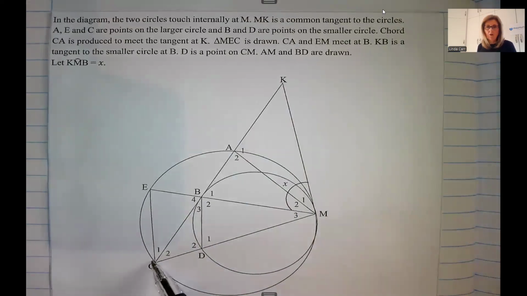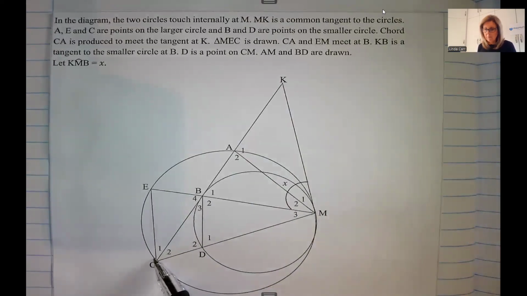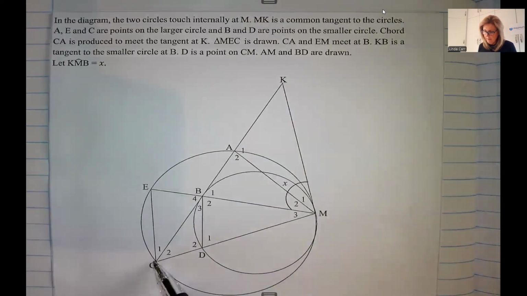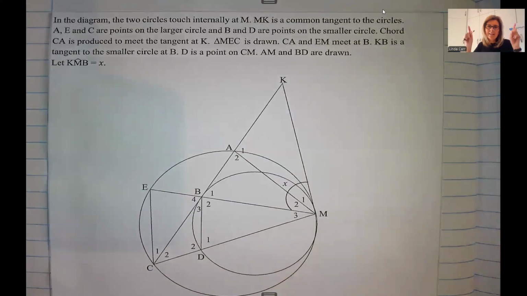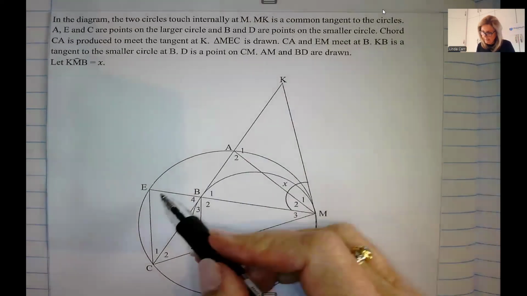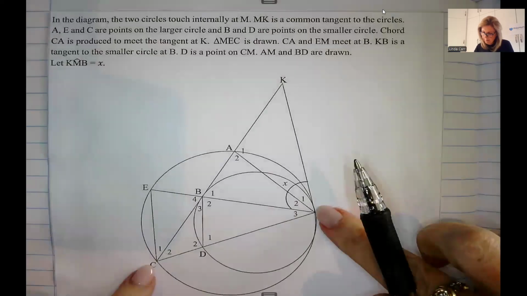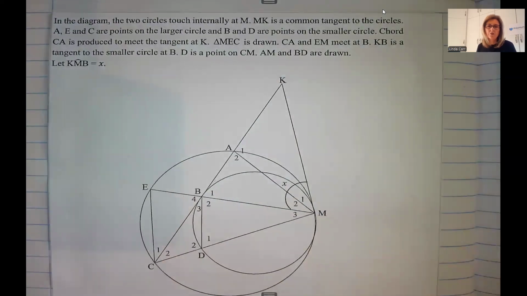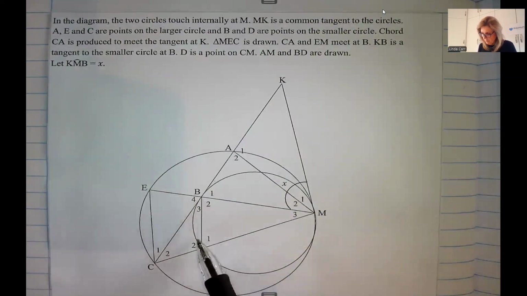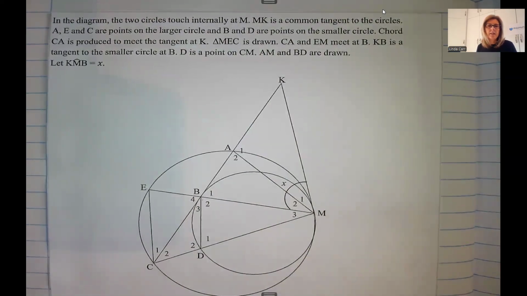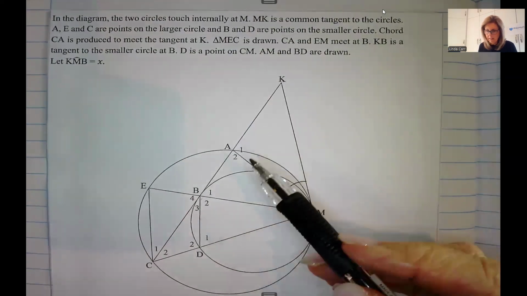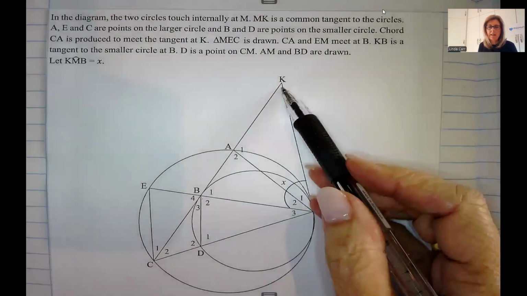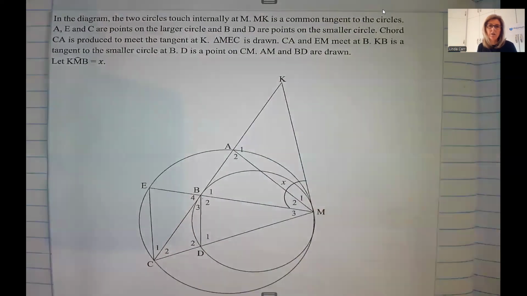A, E, and C are also points on the larger circle. So now we have M, A, E, and C on the larger circle, which means we have a cyclic quad, even though A and E aren't joined. So it does mean that I can have angles in the same segment on the larger circle. B and D are points on the smaller circle. So on the small circle, I've got M and B and D. Chord CA is produced to meet the tangent. So that means I have an exterior angle as well if I need it.